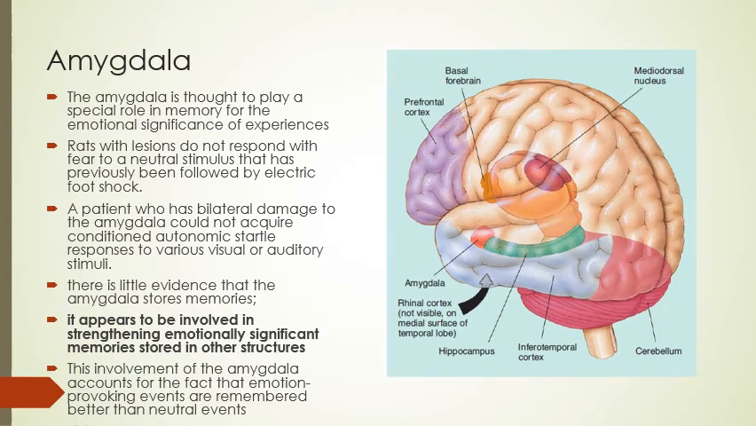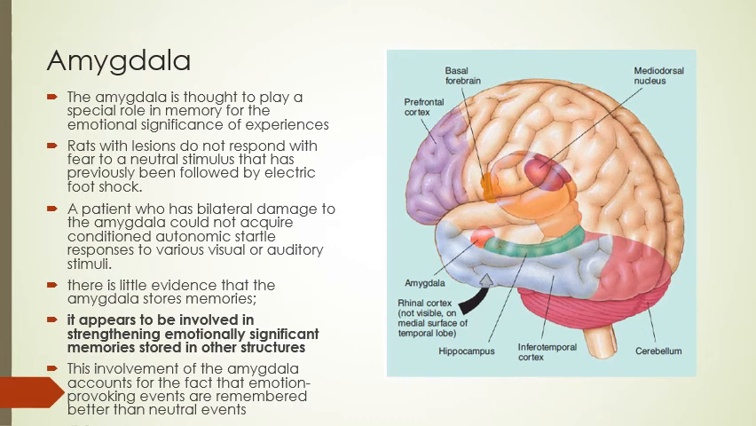Another is the amygdala. As you have learned in the case of HM, the medial temporal lobe amnesia, the parts of the medial temporal lobe are the amygdala, the hippocampus, and the rhinal cortex. The amygdala is thought to play a special role in memory for the emotional significance of experiences.